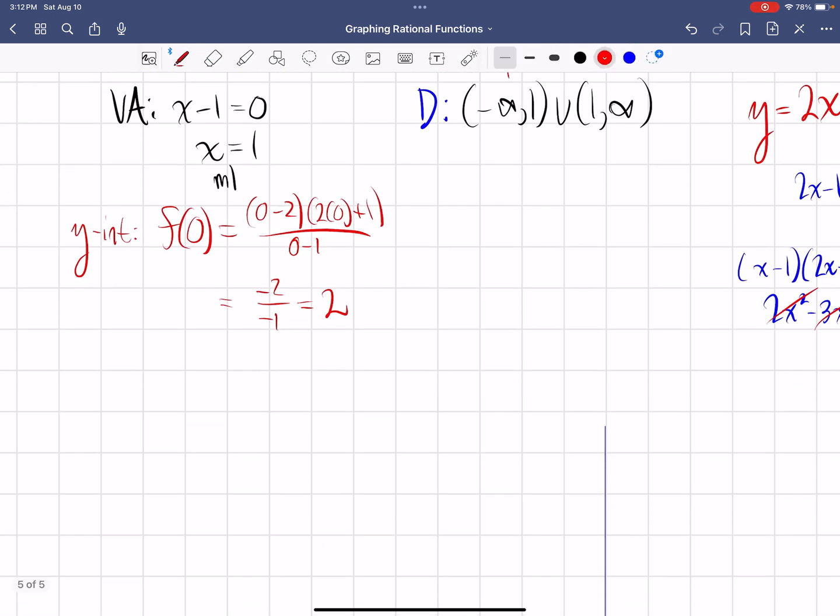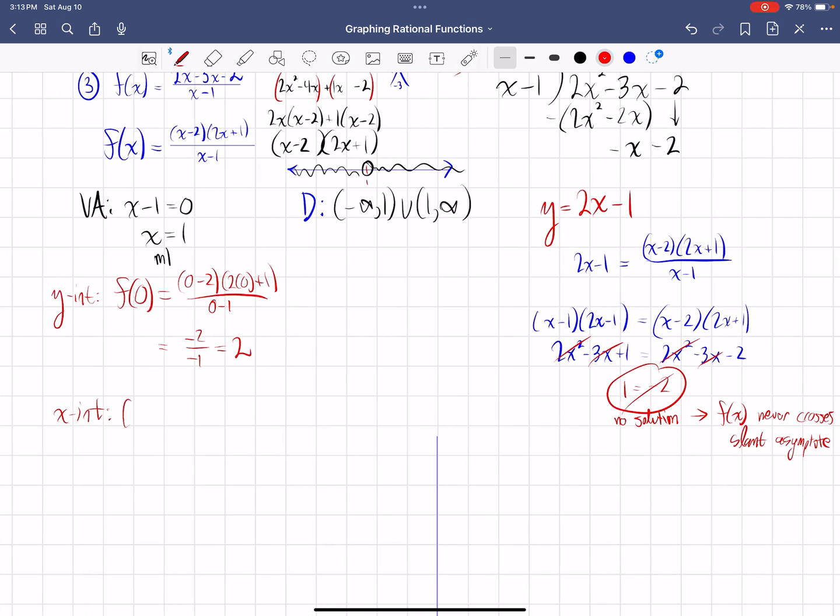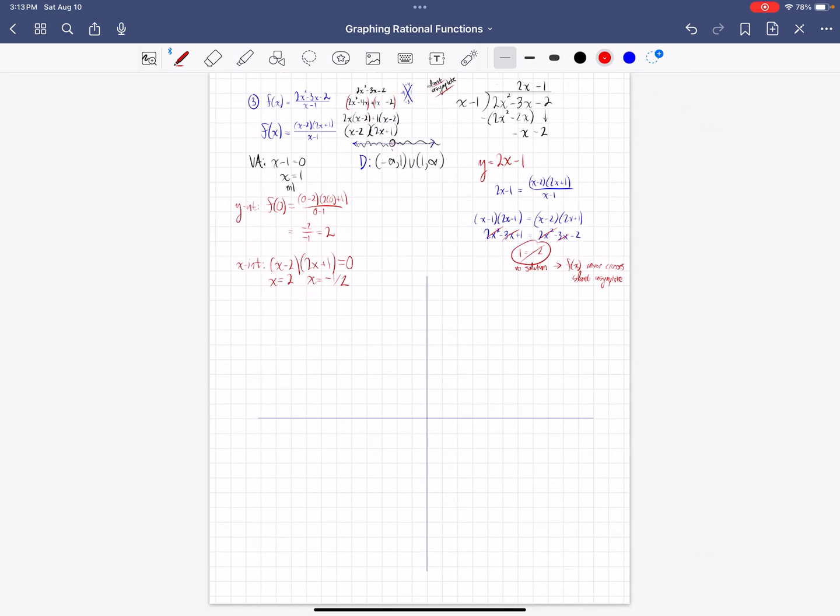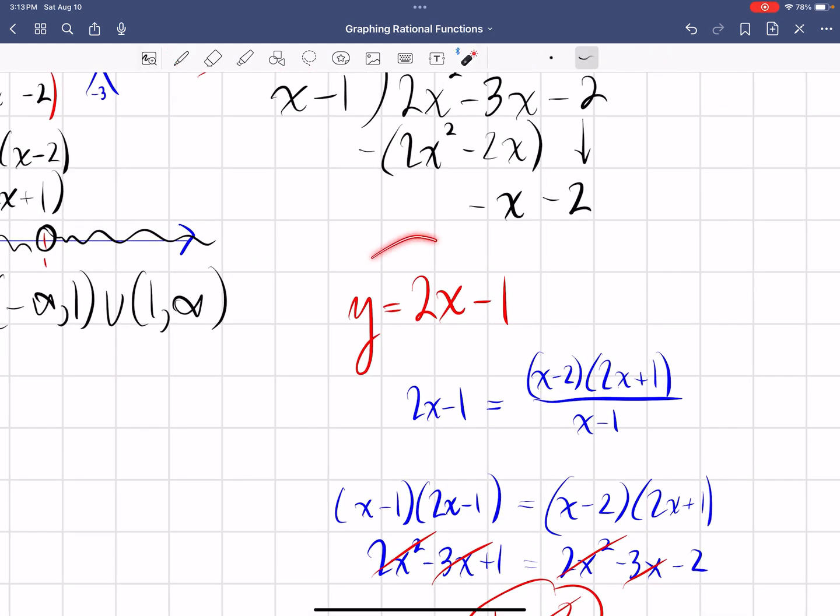To find the x-intercepts, we just set the numerator equal to 0. So that's x minus 2 times 2x plus 1 equals 0. So we get x equals 2 and x equals negative 1/2. Okay, so we'll throw all this information on the graph and see what it looks like. We have a vertical asymptote at x equals 1. We have a slant asymptote whose equation is y equals 2x minus 1.